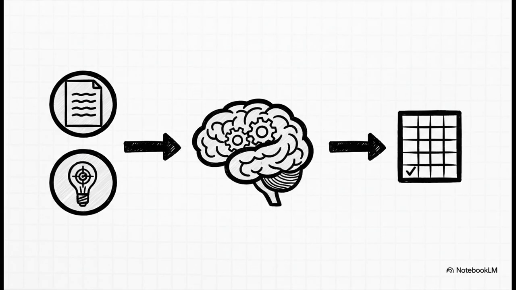It also helps with the less glamorous side of teaching, the admin work. Let's be honest, creating rubrics takes forever. Here, you can upload your assignment description and learning outcomes and just ask it to generate a detailed rubric with clear criteria. It's a huge time saver and makes your grading way more consistent.